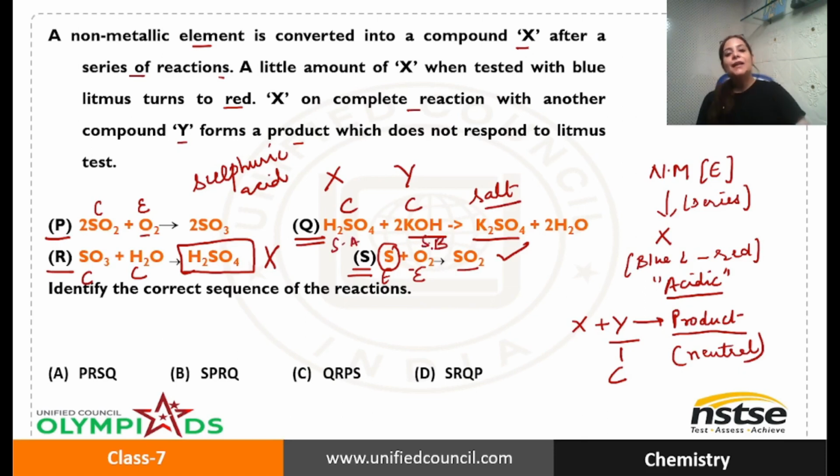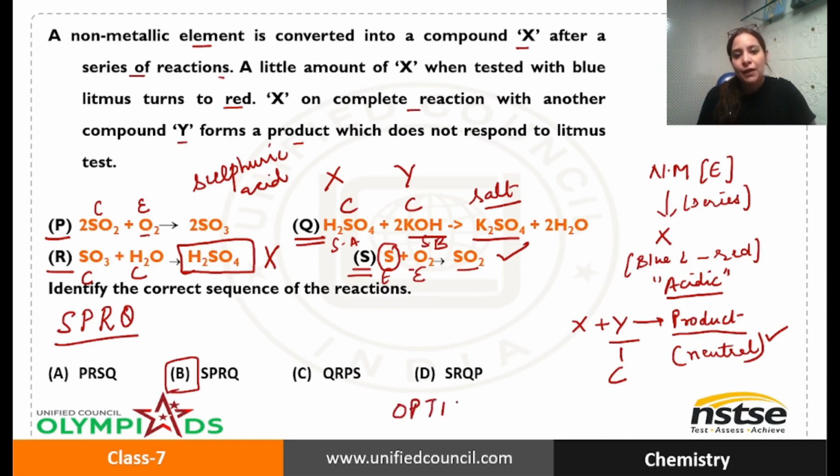Whenever strong acid and base react, they neutralize their effect and you get a neutral salt which doesn't affect litmus. So now we can write the sequence S followed by P, then R, and finally Q. The option which states this sequence would be the right answer. So option B is correct.